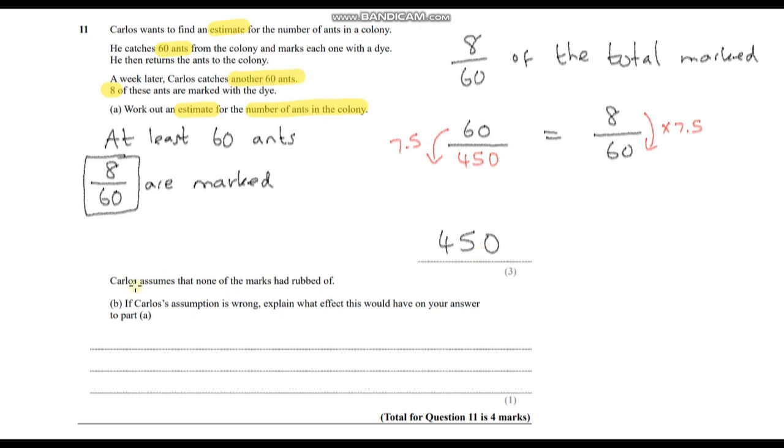Now, if we look at part B, it says Carlos assumes that none of the marks had rubbed off. If Carlos's assumption is wrong, explain what effect this would have on your answer to part A. So when Carlos picked out his sample of 60 ants, 8 of them had marks on. But now what we're saying is that the marks can be rubbed off. So it's likely that there were less than 8. They could still be 8 if none of them had rubbed off.